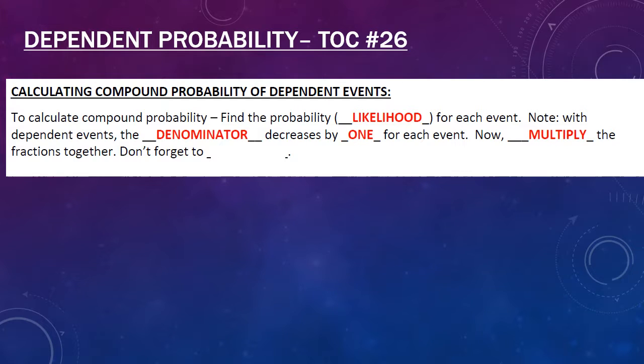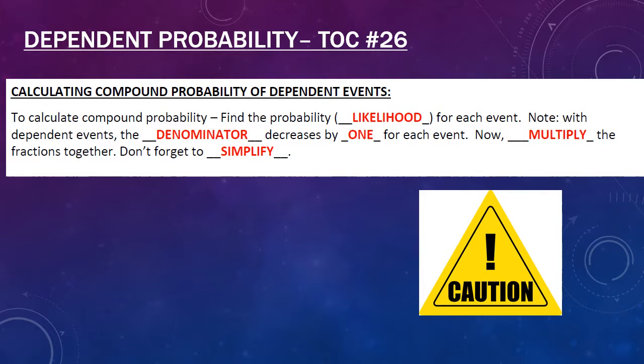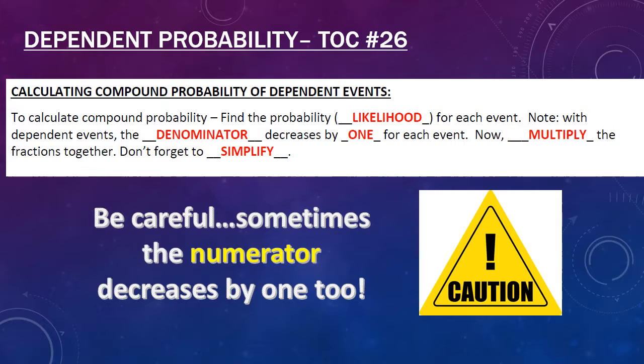Now, once you've done that, and you have those 2 fractions, you multiply those fractions together, and don't forget to simplify. That's where you're going to get caught. Now, there is a caution I'm going to give you. Sometimes the numerator decreases by 1 too, and you have to stop and think, picture in your head what's going on in the problem. These are thinking questions, and that's what's going to mess you up if you're not careful.